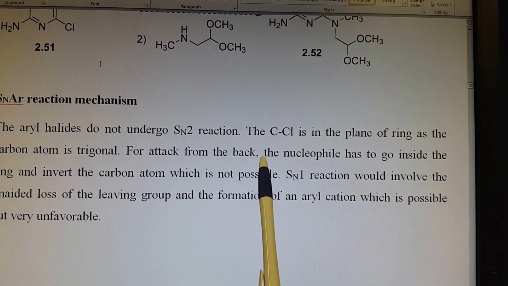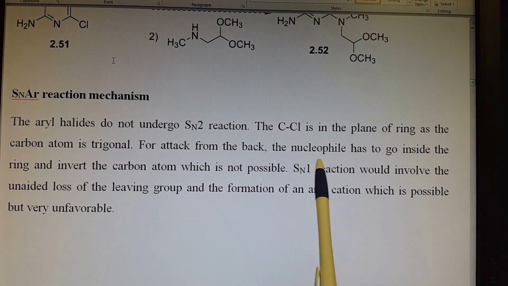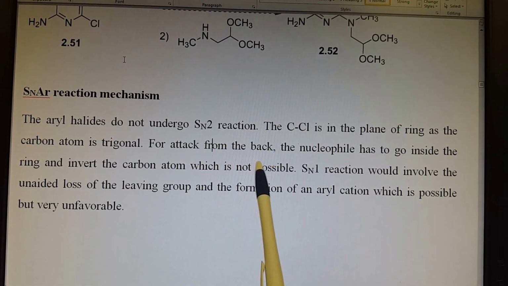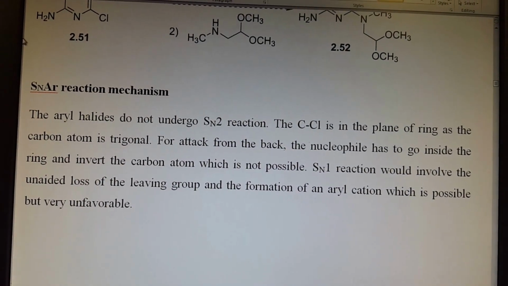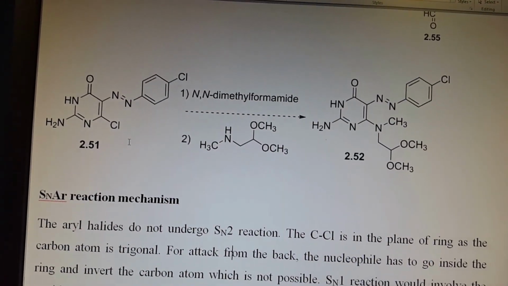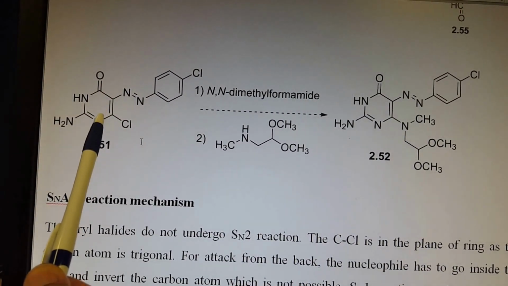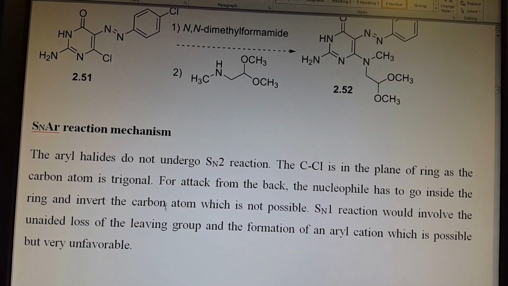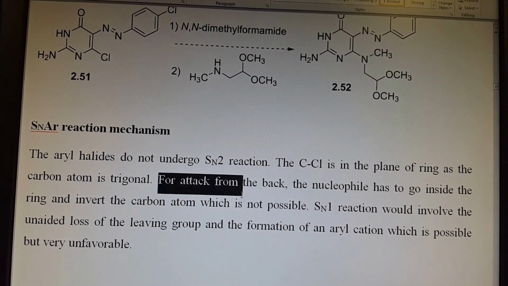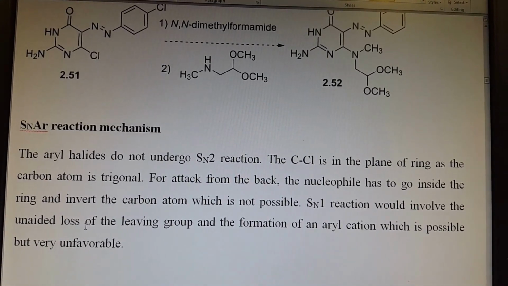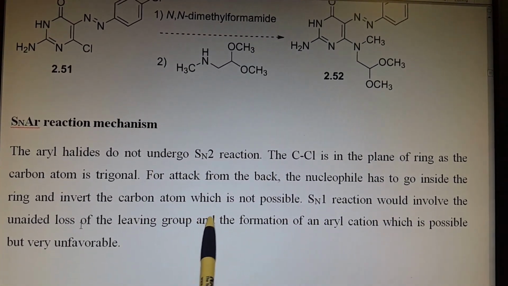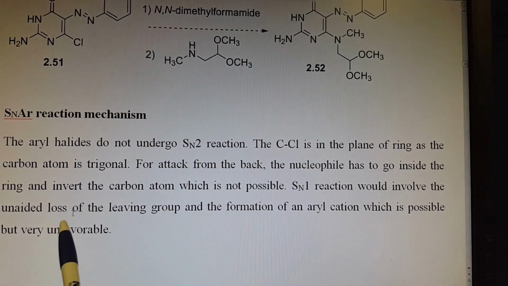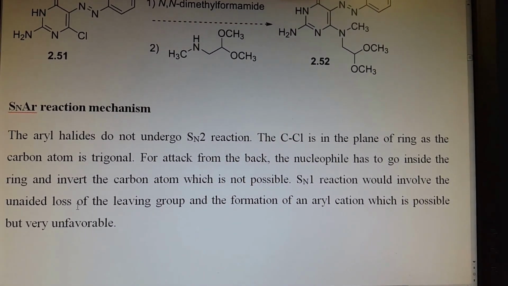For attack from the back side, the nucleophile has to go inside the ring and avoid the carbon atom, which is not possible. So what is it going to do then? For the attack from the back side, the nucleophile has to go inside the ring and invert the carbon atom, which is not possible. An SN1 reaction would involve the unaided loss of the leaving group.